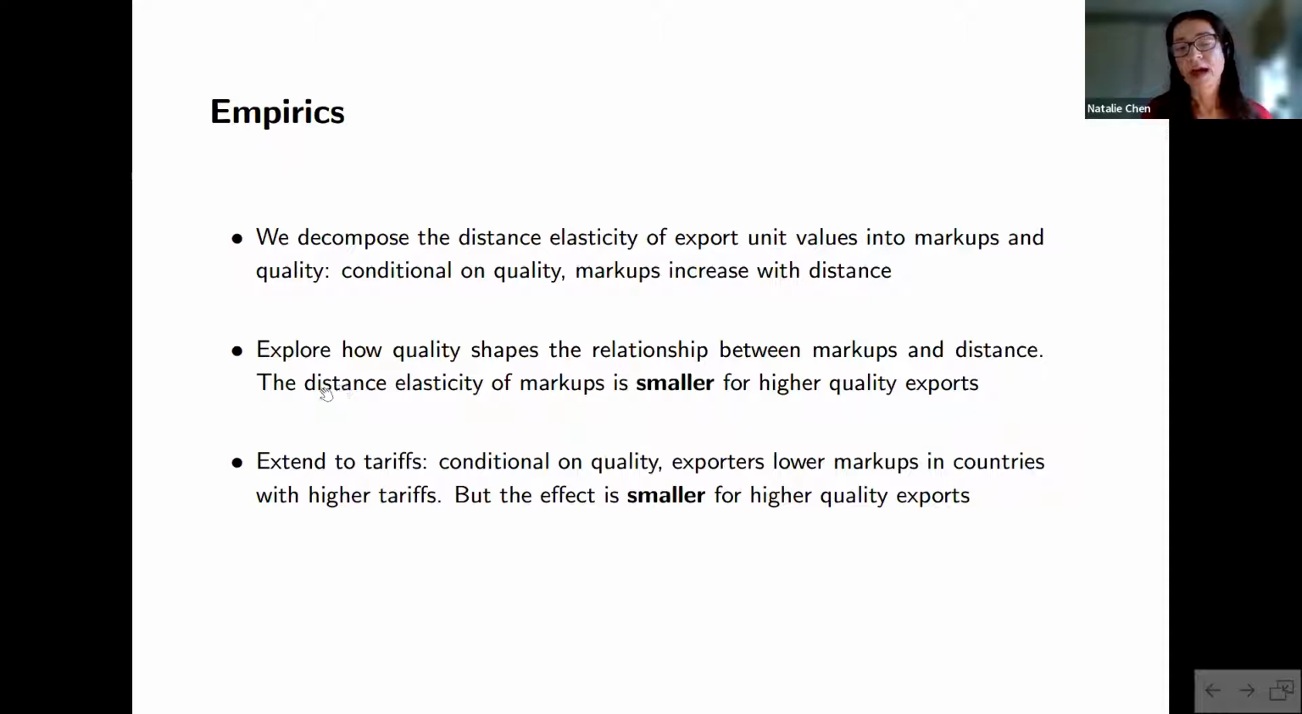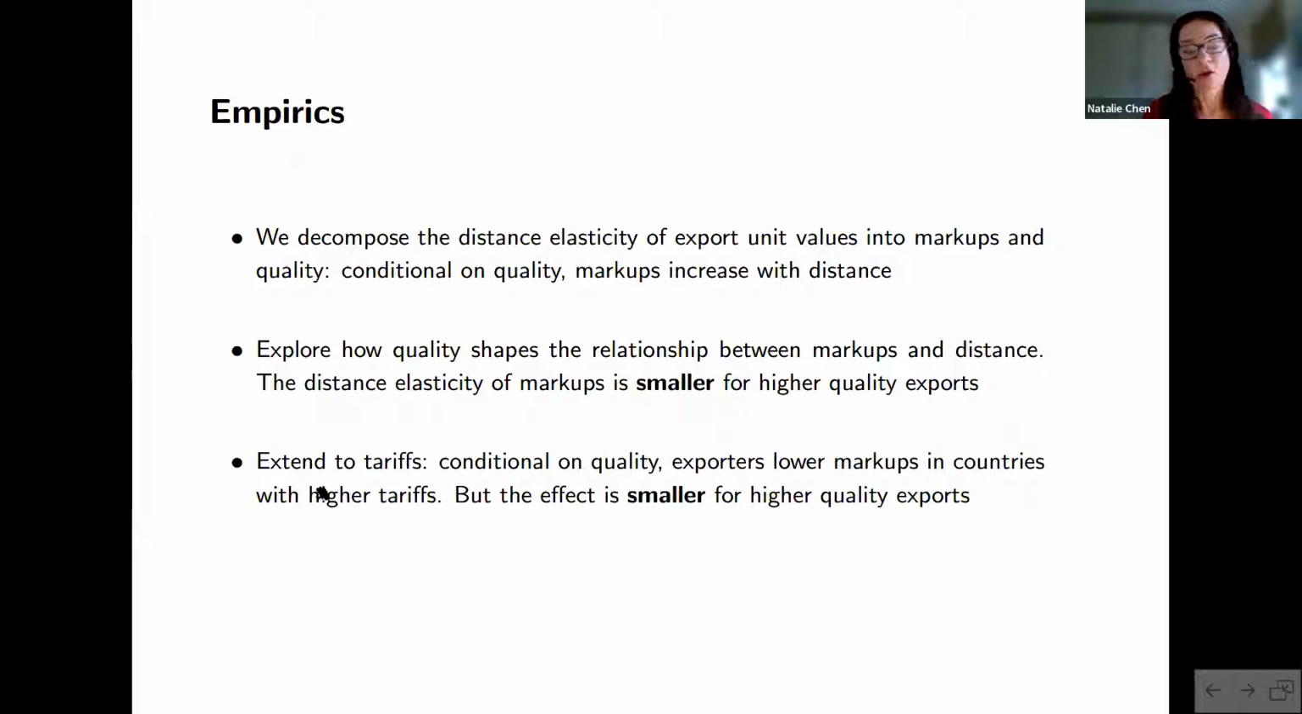Second, given that we have an observable measure of quality, we look at how quality shapes this relationship between markups and distance. And what we find is that the distance elasticity of markups is actually smaller for higher quality exports. So this means that exporters price discriminate across destinations depending on bilateral distance, but they price discriminate less for higher quality exports.